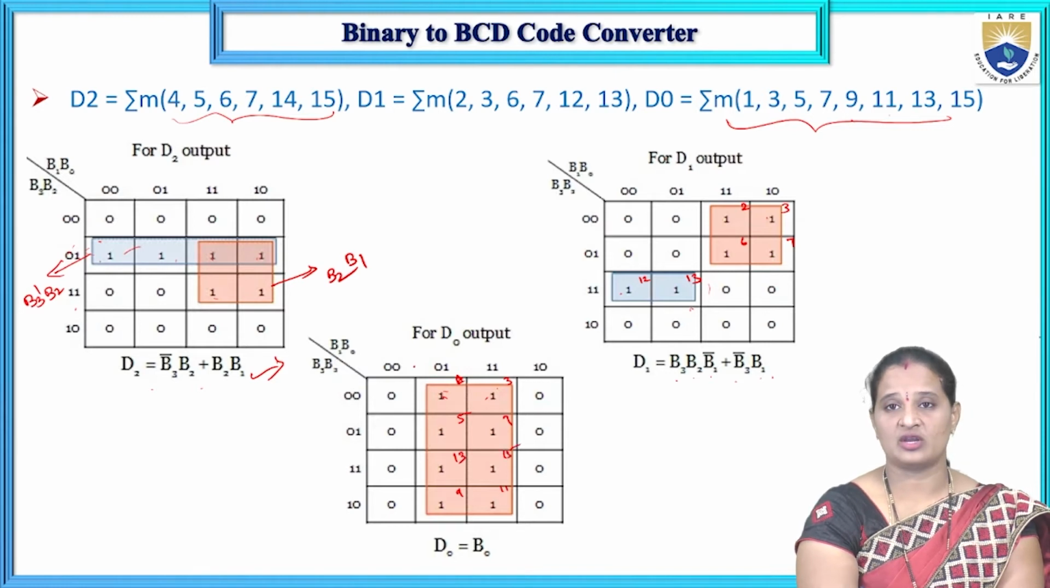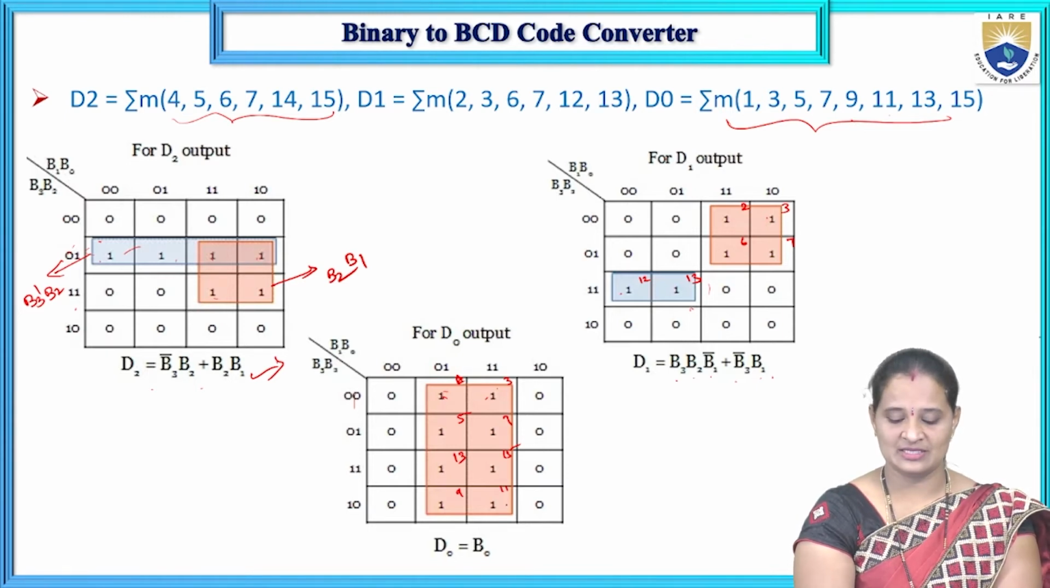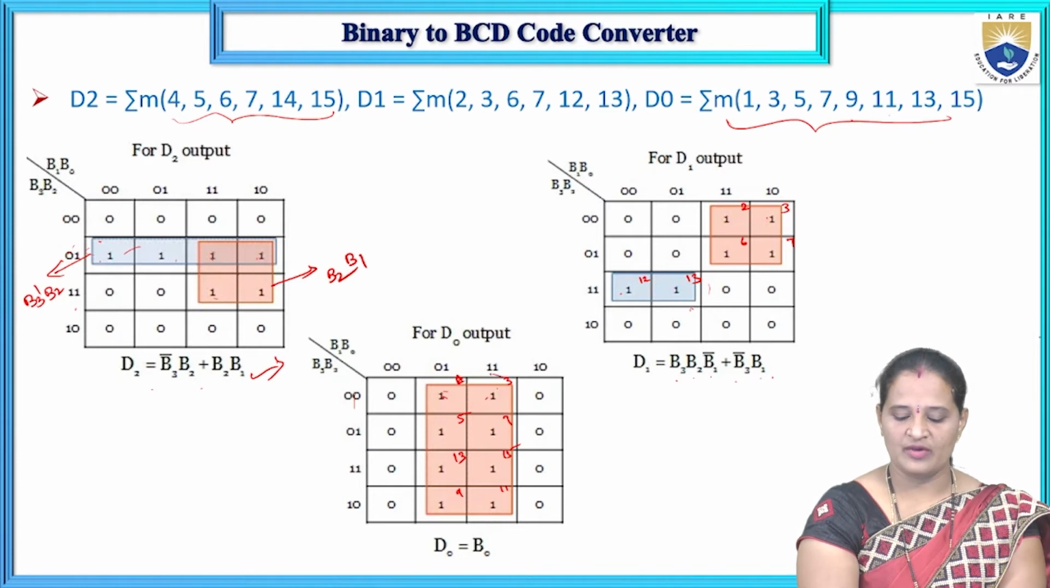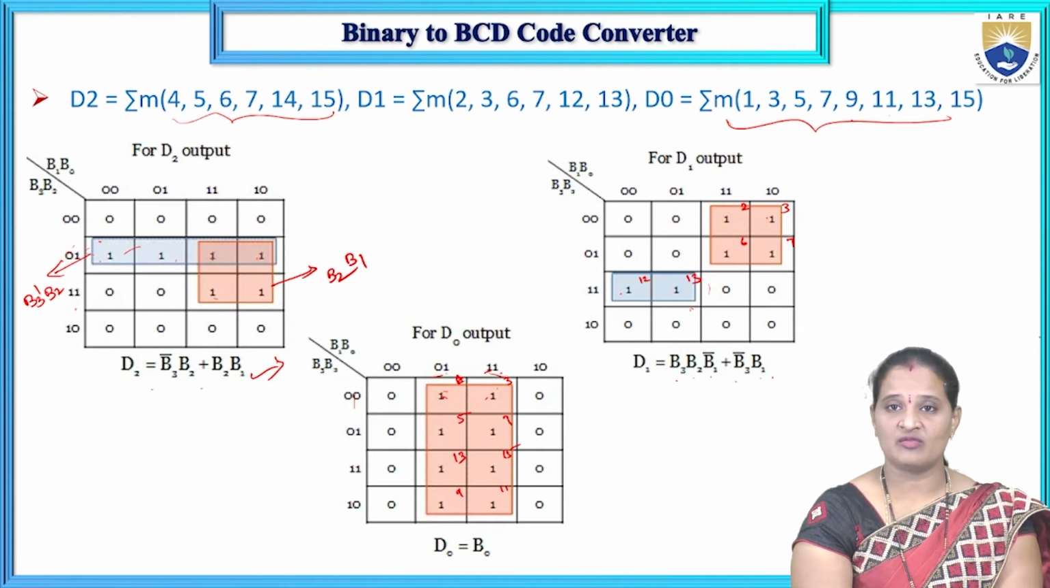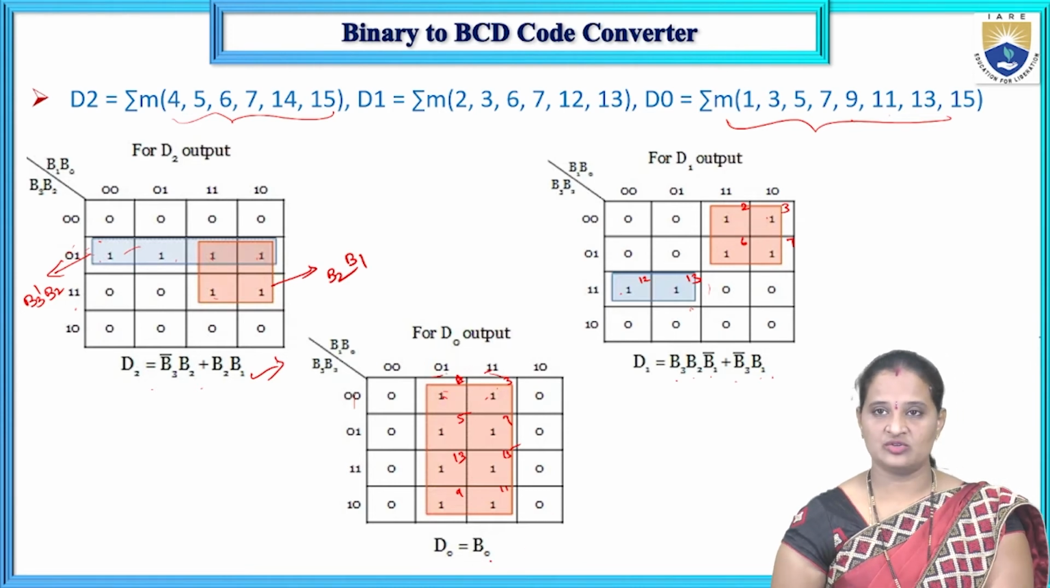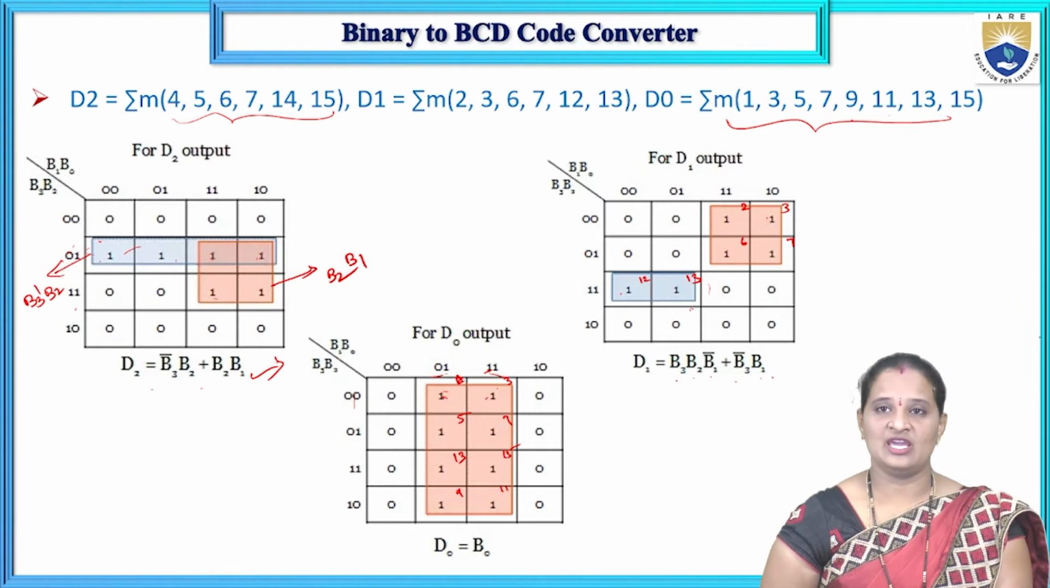So I can form an octet here. For this octet, B3 B2 values are varying for all these 8 cells, so eliminate B3 B2. Whereas if you consider these 2 columns, B1 value is varying, so eliminate B1, whereas B0 value is common, so D0 is equal to B0. So these are all the equations.